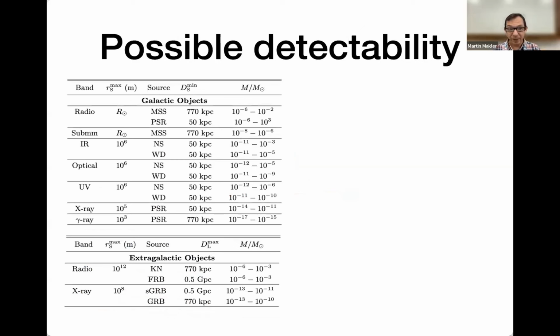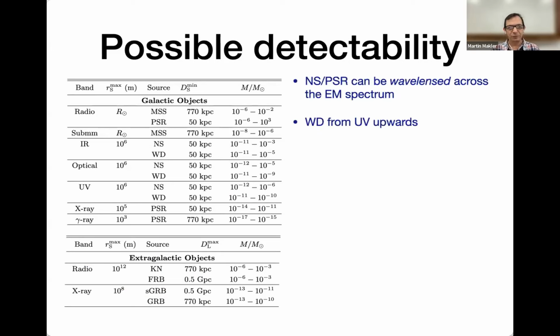And the answer is yes. We in principle would be able to detect wavelensing even by main sequence stars if we could see them in the radio, let's say in Andromeda, for sources that are in our galaxy. Pulsars or neutron stars can produce wavelensing in many wavelength ranges. And for the case of extragalactic sources, only kilonovas and fast radio bursts would produce a long wavelength detectable effect, and at short wavelengths, only gamma ray bursts.